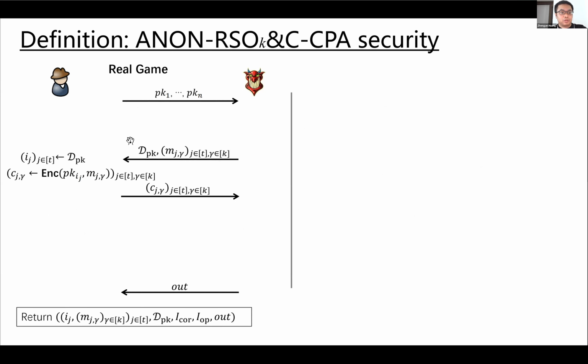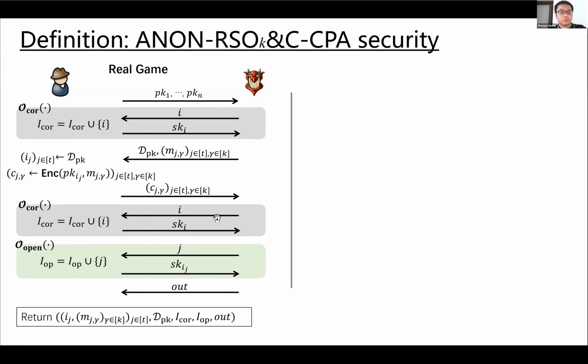The public key distribution samples T of the n public keys, and each public key will be used to encrypt K messages. The adversary knows all the encrypted messages, but he does not know which public keys are used for encryption exactly. The adversary can make two kinds of oracle queries, the user corruption query and the selective opening query.